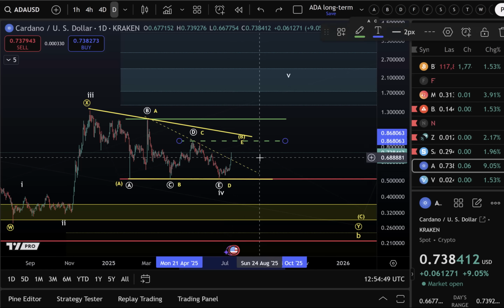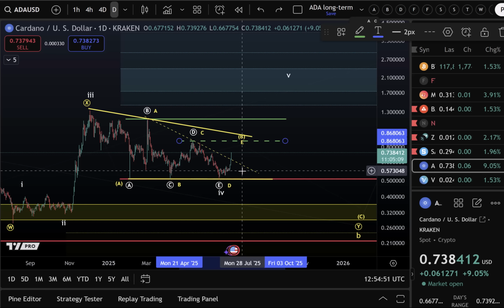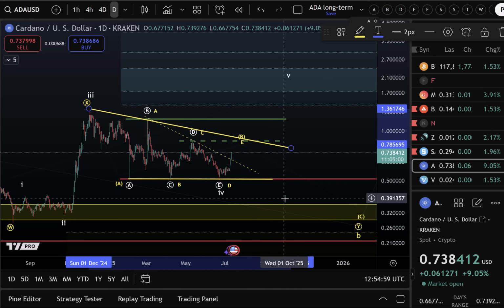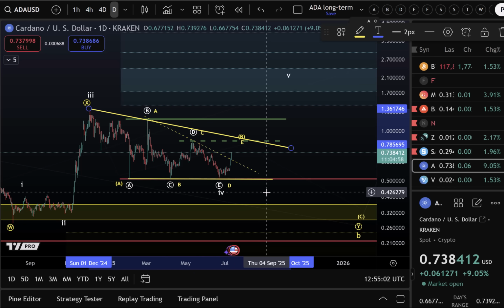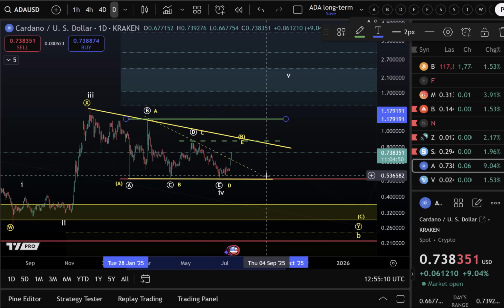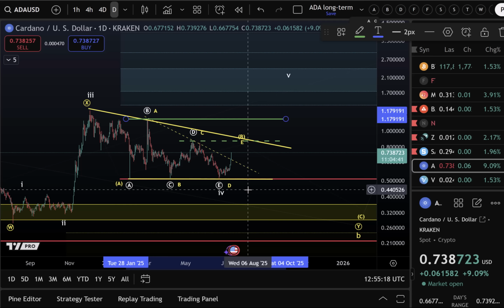But again, 86, 87 cents remains an absolute key level. So breaking above it will then shift the focus to this trend line, which isn't important from an Elliott wave point of view, but might provide some resistance along the way, right? And then an even more important level will be this swing high here around $1.18. But let's first see if we can take out these next two resistances. I guess everybody will be happy if we get to $1.17, $1.18.